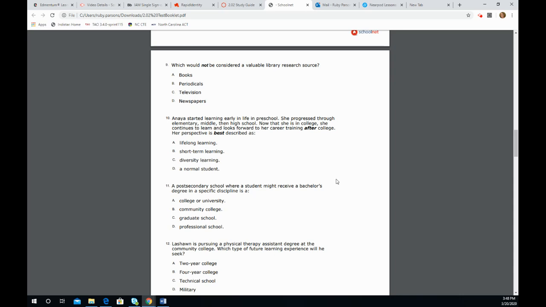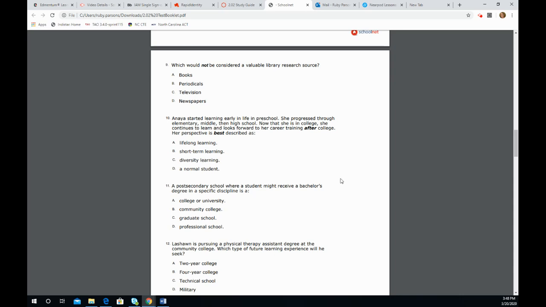Number 11, post-secondary school, where a student might receive a bachelor's degree in a specific discipline, is A, college or university, B, community college, C, graduate school, or D, professional school. If you're going to receive a bachelor's degree, that is a 4-year degree, and you get those at a college or university. So 11 is A.